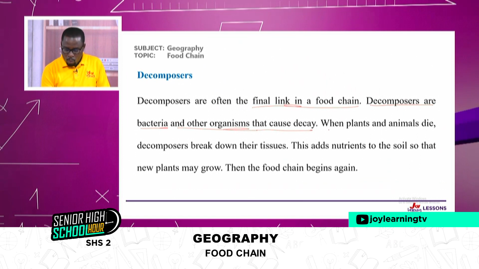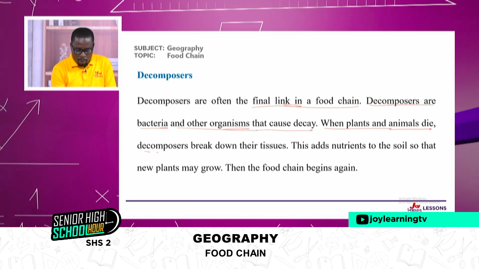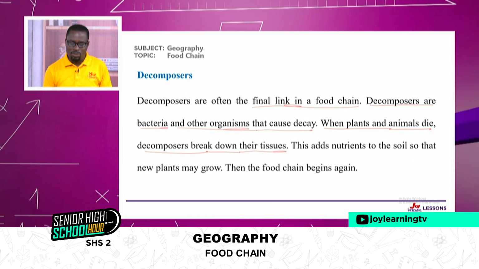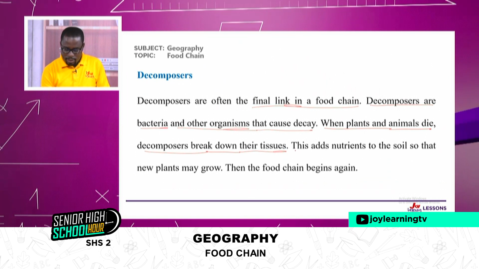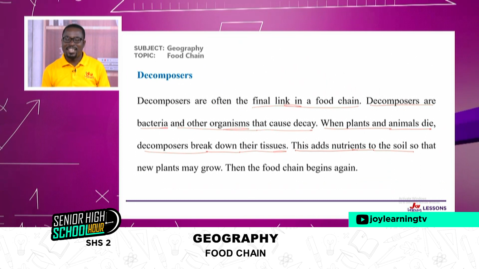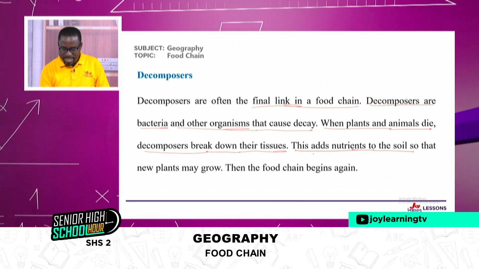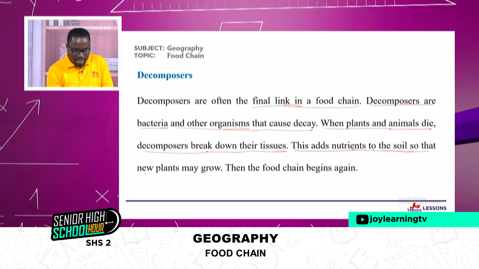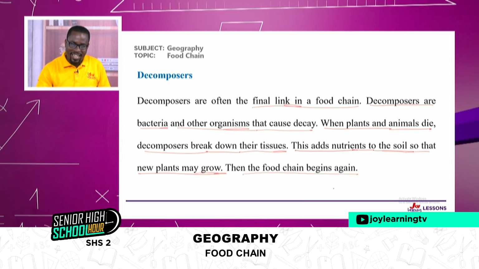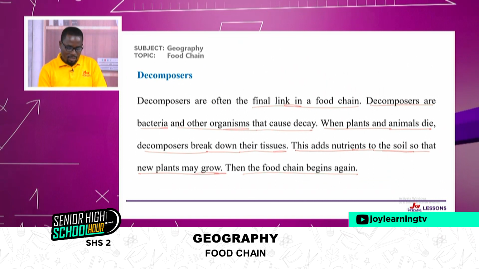When plants and animals die, the decomposers break down their tissues. This is sad. This adds nutrients to the soil. Whilst one side is going bad, another side is doing well. This adds nutrients to the soil so that new plants may grow. Then the food chain begins again. Then the cycle continues. Is that okay?